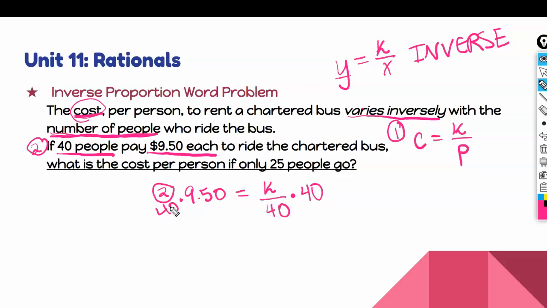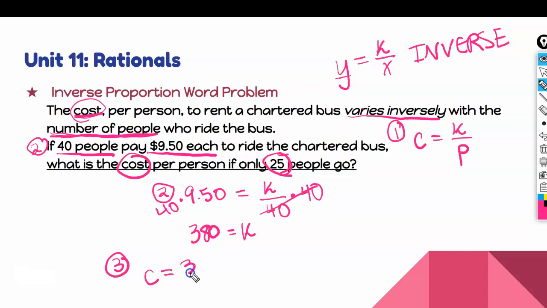And so if we use a calculator to do that, it's $380, by the way, just in case we didn't know. So 380 equals k. Cool. So now I move on to my last step, 3. Now that I figured out what k is, I'm trying to figure out what the cost is. What is c when p, the number of people, is 25? Let me circle it. Okay, so I don't know c now in this last question that they're asking me.